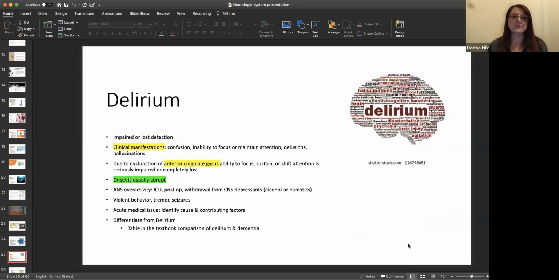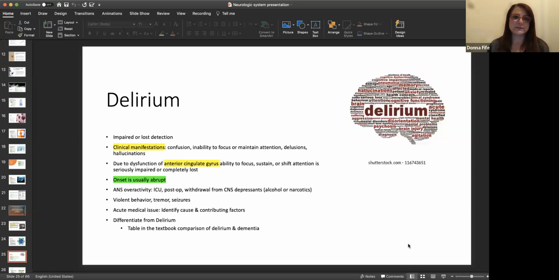More on delirium, there's impaired or lost detection, clinical manifestations, confusion, inability to focus or maintain attention. The patient may have delusions or hallucinations. This is due to dysfunction of the anterior cingulate gyrus. The ability to focus, sustain, or shift attention is seriously impaired or completely lost. Onset is usually abrupt, and this is an acute situation.